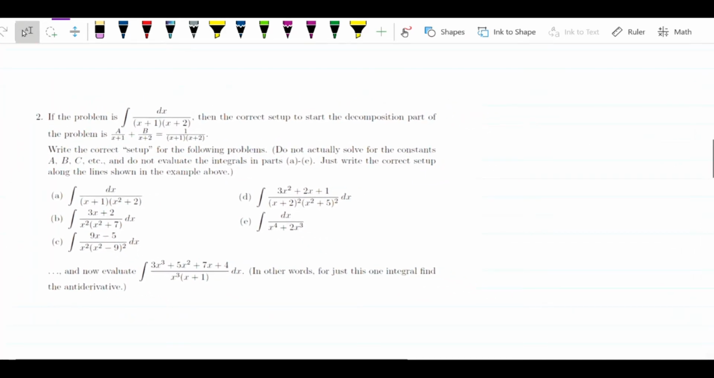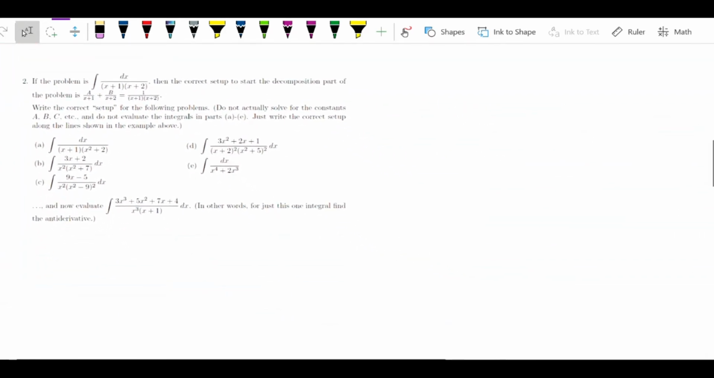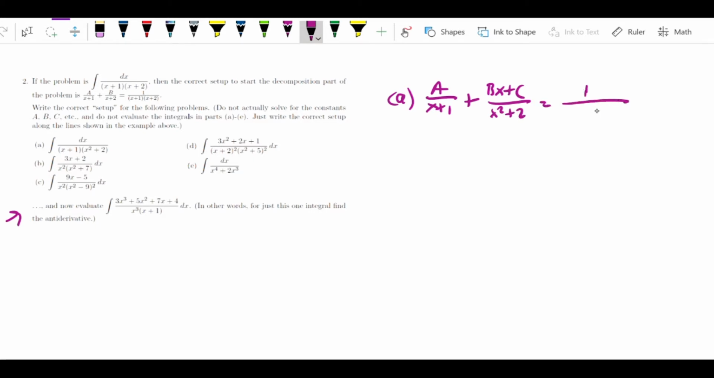Okay, so let's do this problem here, where we want to write the correct setup for parts A through E, and then finally evaluate this integral down here using what we've learned about correct setups. So for part A, what we have is a linear factor and an irreducible quadratic. So the correct setup is going to be a over x plus 1 plus bx plus c over x squared plus 2, and that equals 1 over x plus 1, x squared plus 2. So that's the correct setup for A.